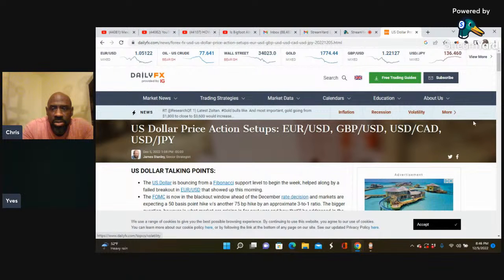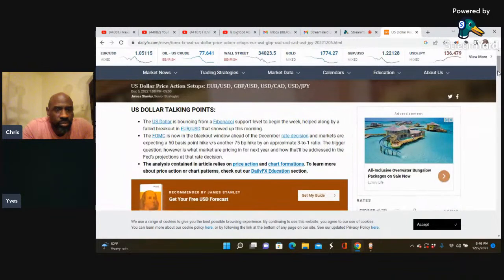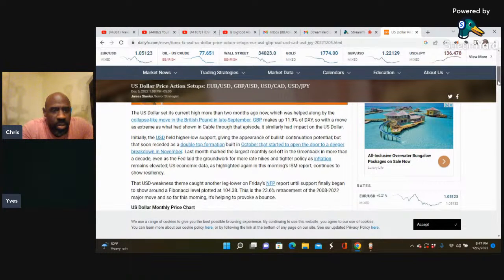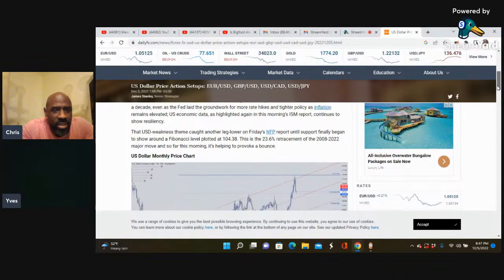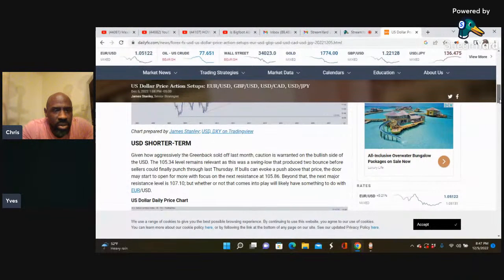Setups: USD, USD CAD, JPY. The US dollar is bouncing from a Fibonacci support level to begin the week. The USD weakness theme caught another leg lower on Friday. Okay. All right. We got you.